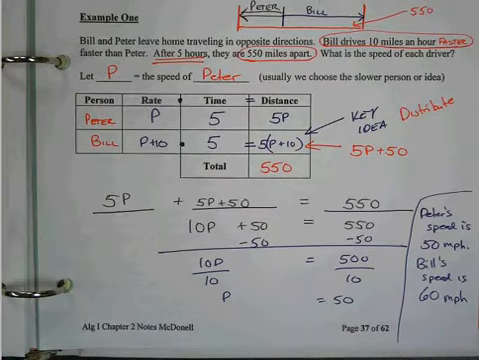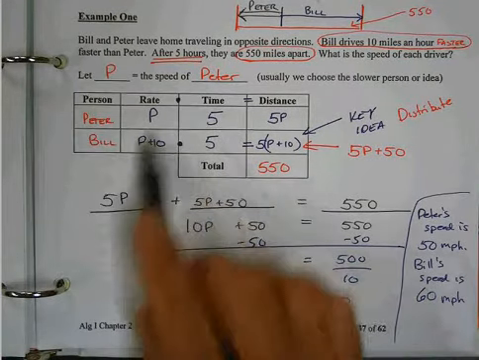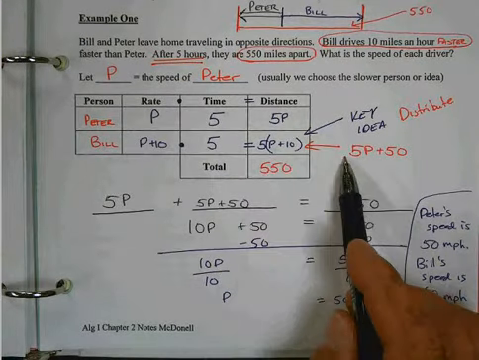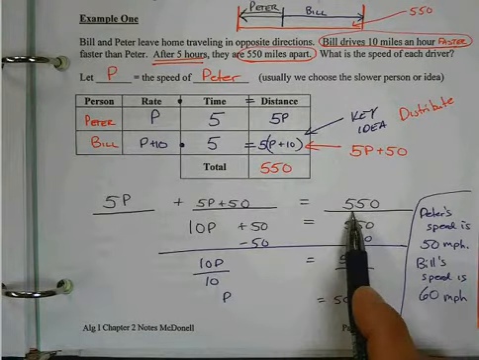So, some key ideas. The slower guy gets the variable. That means it's always pluses in here. Second key idea, distribute that 5P plus 50. Third, distance plus distance equals total distance.